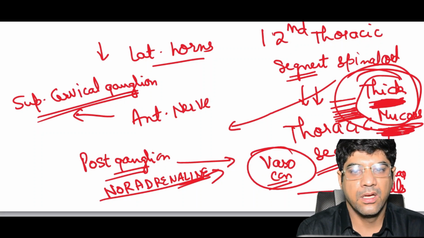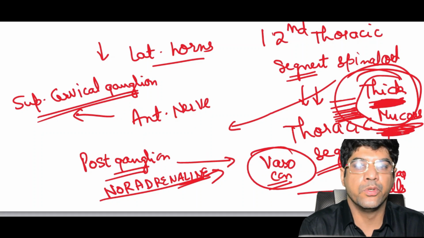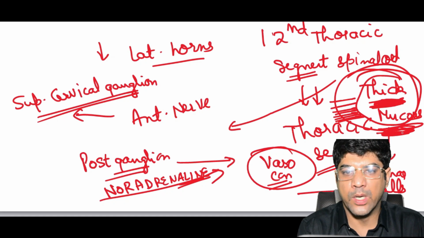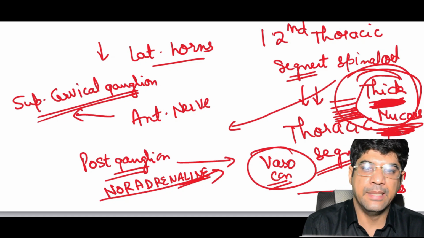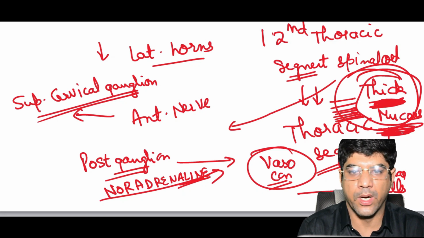So how would these different types of saliva affect the digestion process? The watery saliva produced by parasympathetic stimulation will help you to moisten and dissolve the food, which makes it easier to chew and swallow, and it contains digestive enzymes, amylase, to start the breakdown of carbohydrates.